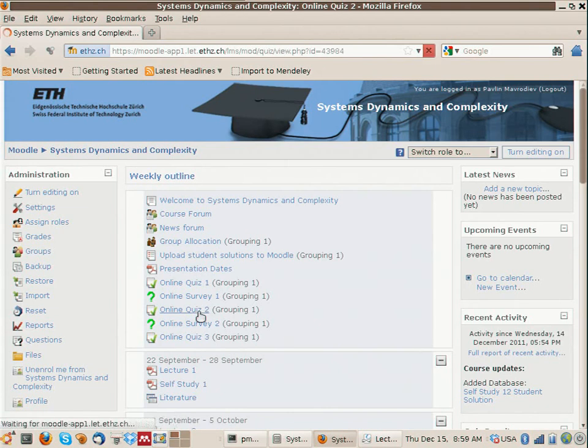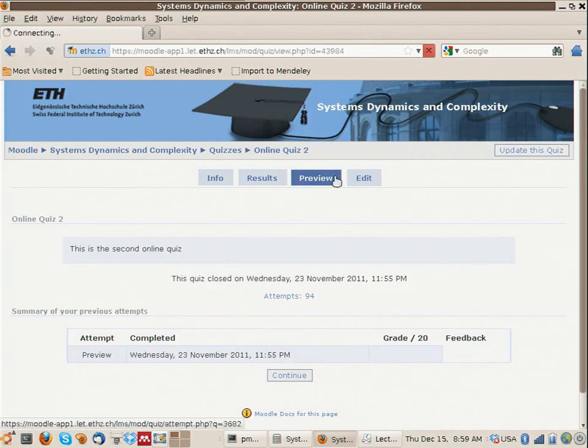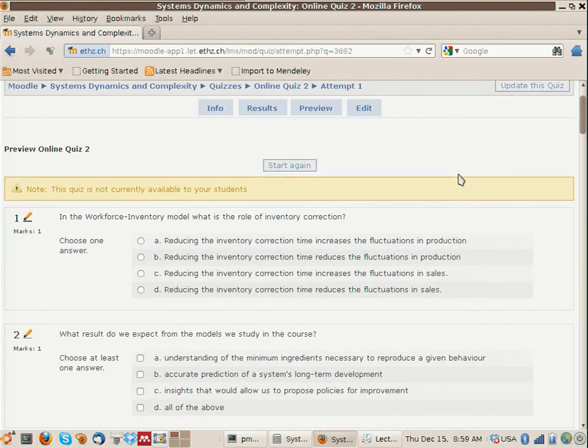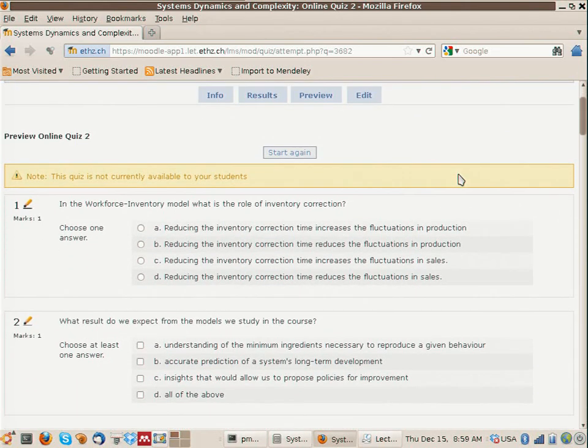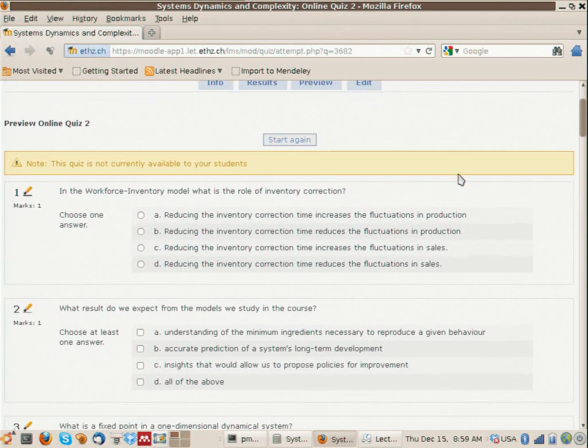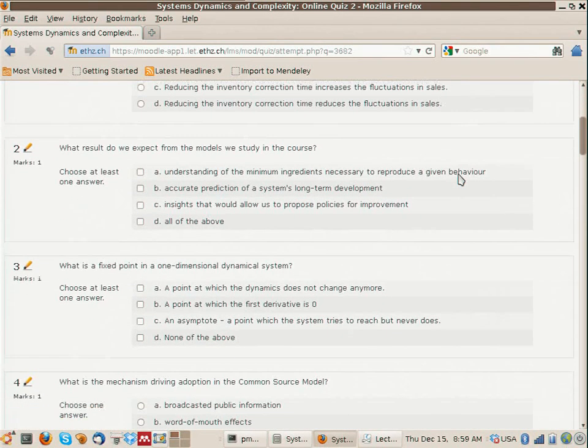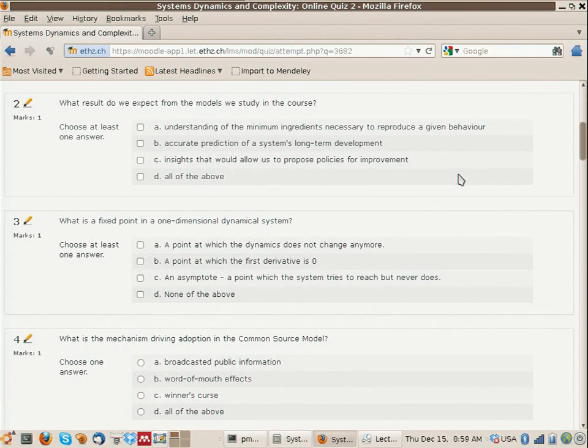Online quiz 2. Let's go. What is the role of inventory correction? There is a bullet point for this. What results do you expect? Yes. So I spent some time on giving a kind of motivation for why we do the models we do and what we expect from them.